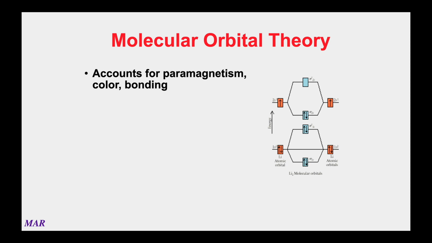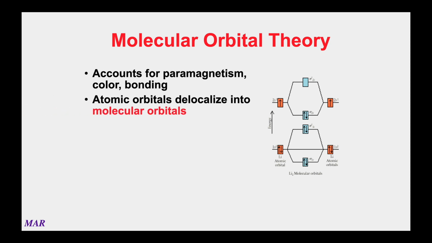So, for example, molecular orbital theory, and by the way, on the right is an example of a molecular orbital diagram, will account for things like paramagnetism, which is whether there are unpaired electrons in the molecule or not. It will account for things like color. It does a great job talking about bonding. Lots of interesting things. In MO theory, the atomic orbitals, the 1s2, 2s2, etc., are delocalized into molecular orbitals.